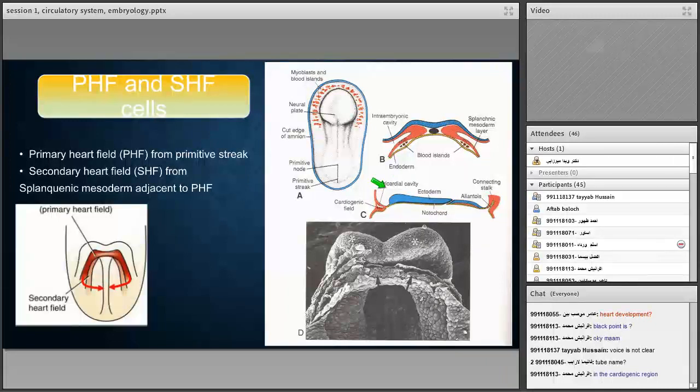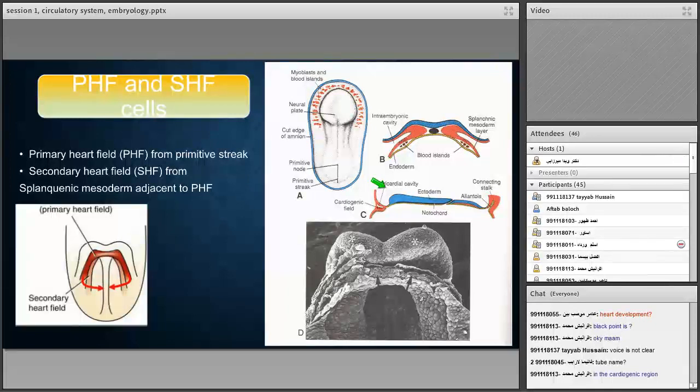So, the cells are migrating from the primitive streak and placing in the cranial region of the epiblast. This region is called the primary heart field.